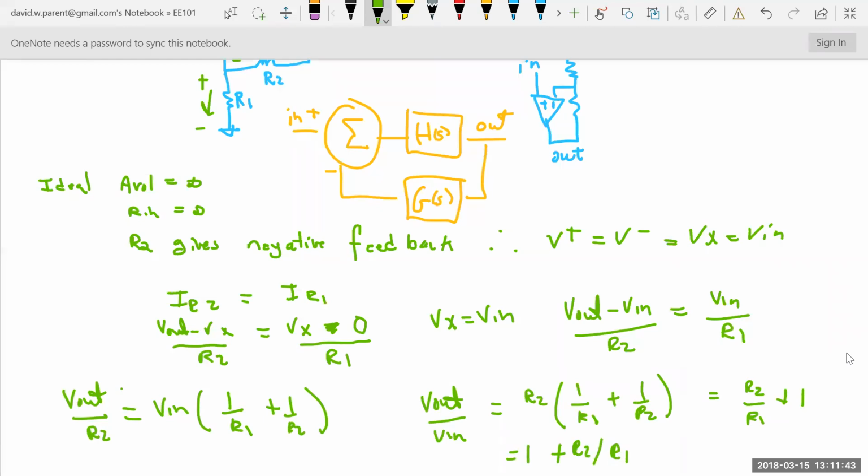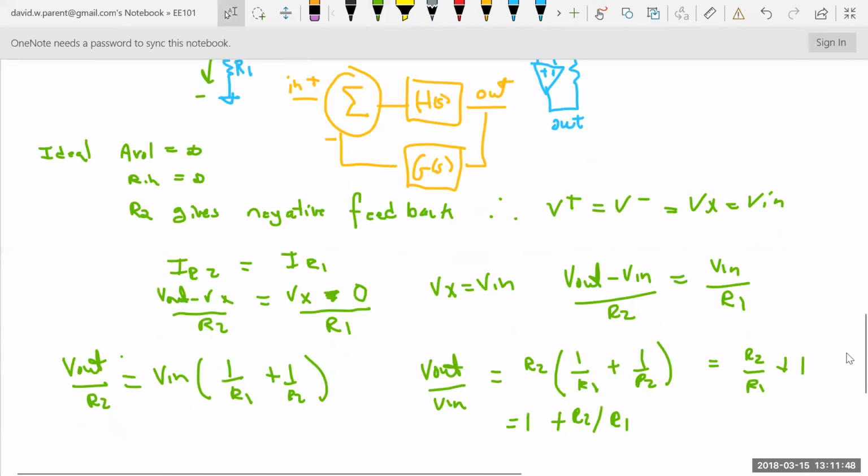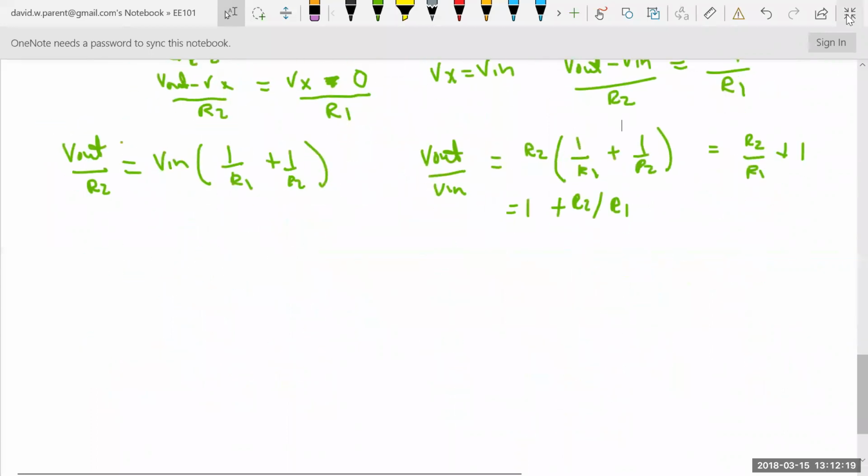Non-inverting amplifier. Maybe you saw that, right? You probably did. I was just pretending you didn't see it. Okay.